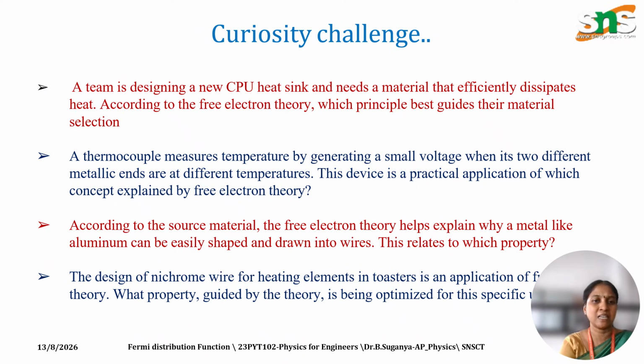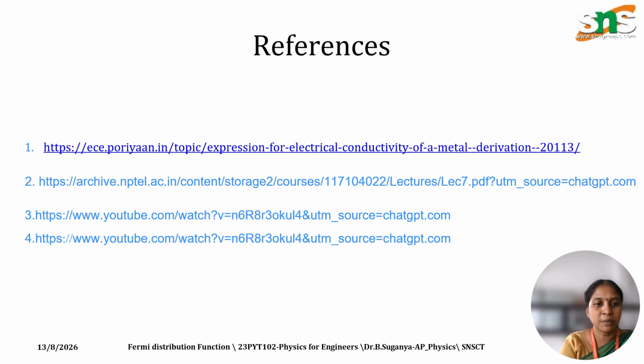Now, curiosity challenges, some interesting questions are here. A team is designing a new CPU heat sink and needs a material that efficiently dissipates heat according to free electron theory. Which principle best guides their material selection? These are assignment questions and they are very interesting ones. Some of the reference links are given here.